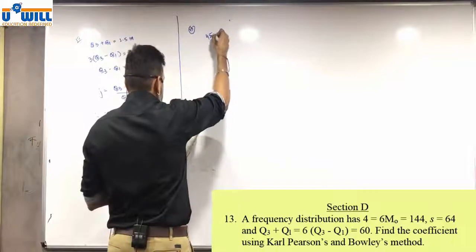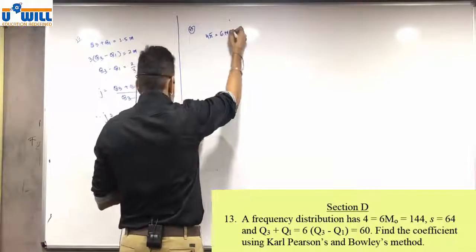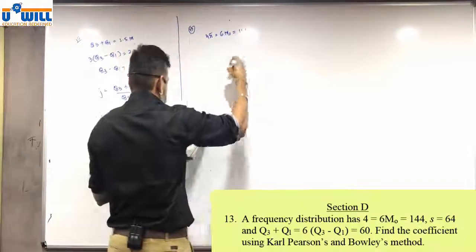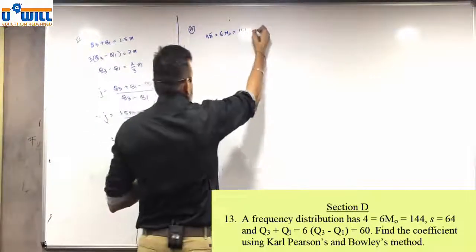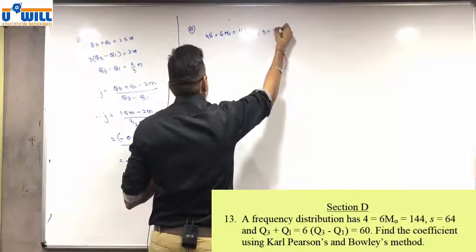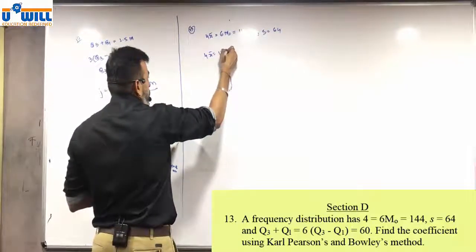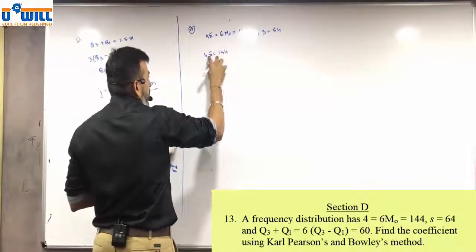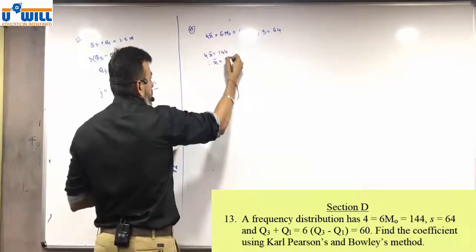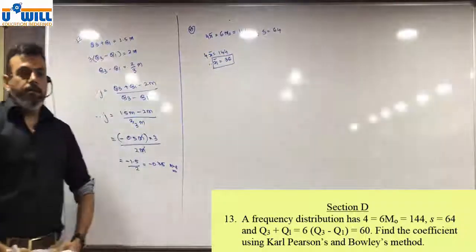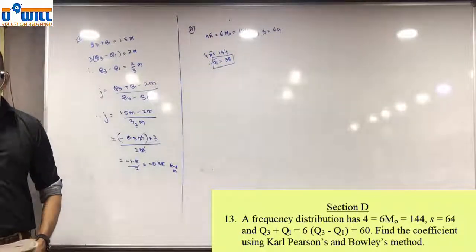4x bar mean is equal to 6 mode. 6 times mode is equal to 144. First, let's solve this. And standard deviation is 64. Now 4x bar is equal to 144. Therefore, x bar is equal to 36. ये पता चला सबको. मीन कैसे फाइंड किया पता चल गया सबको.